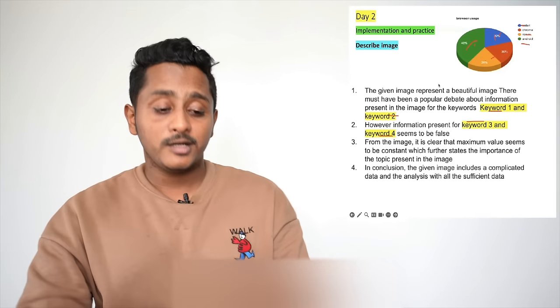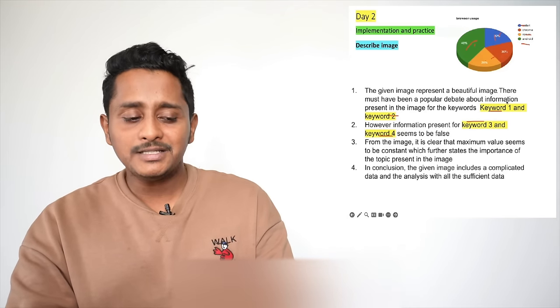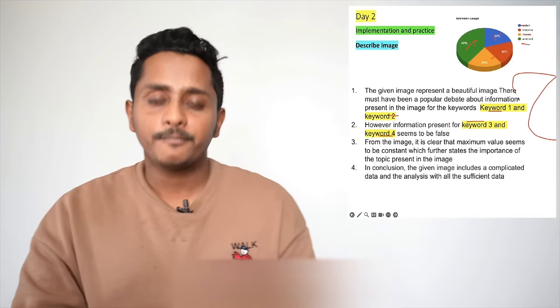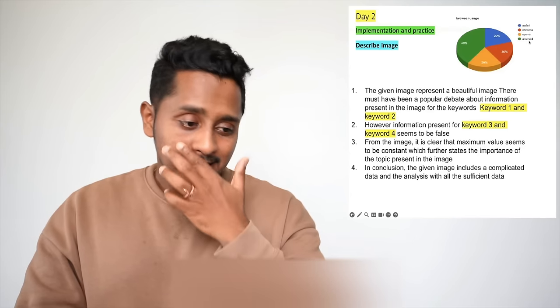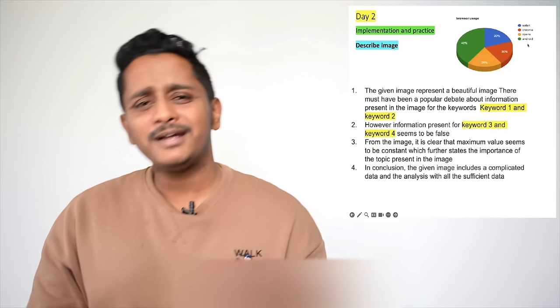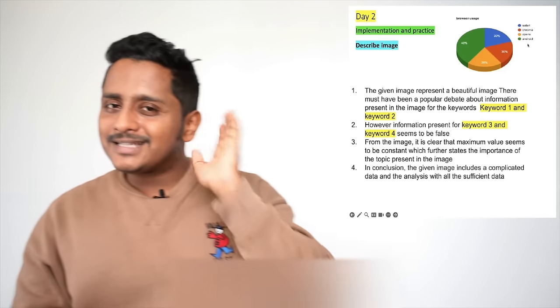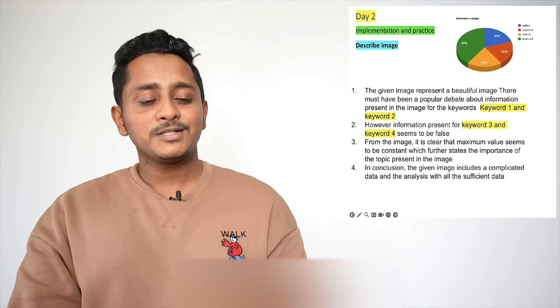That flow is important. If you are not giving that flow, then marks gone. The given image represents a beautiful image. 0 mark. Hope you're getting it. The subtlety involved in it. The given image represents a beautiful image. Nakul, represents has to come. Nakul, grammar doesn't matter. It's the fluency. It has just a sound box in it. The given image represents a beautiful image.